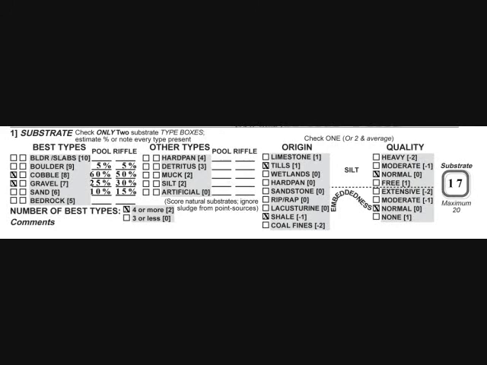Though there is sand and so forth, silt, underneath the larger rocks such as the cobble and gravel, I didn't feel it was all that bad. So I just gave it a normal, which again was a zero. That gave us a total of 17 points for the substrate.